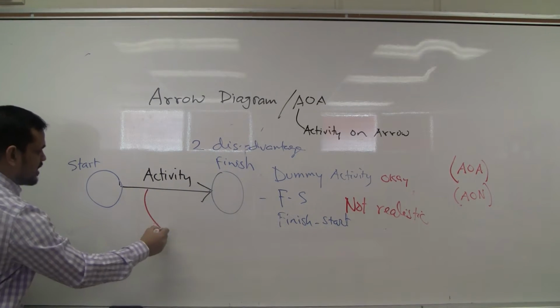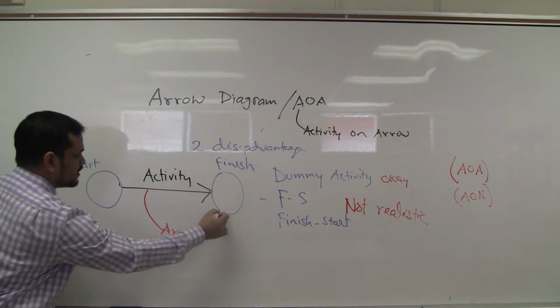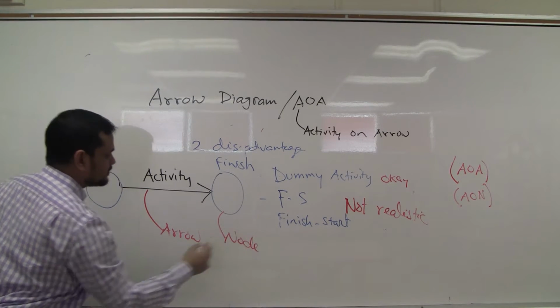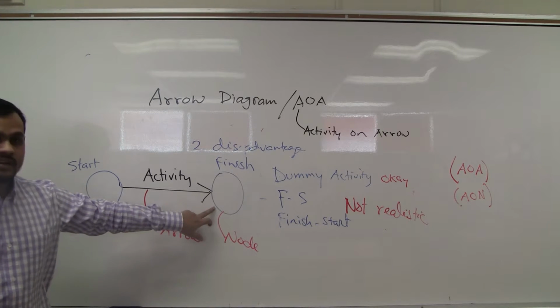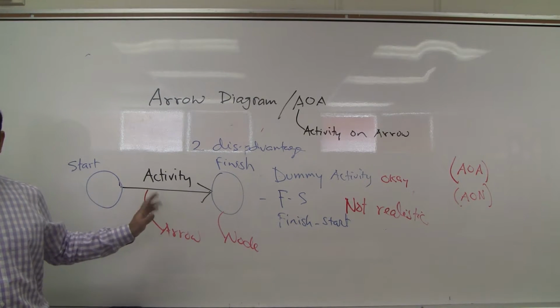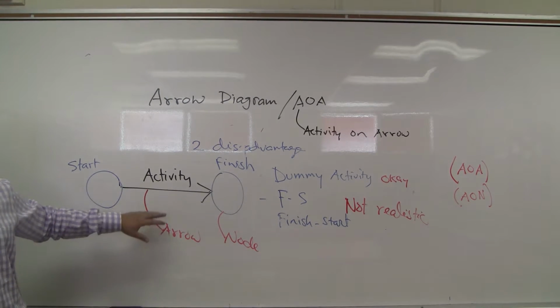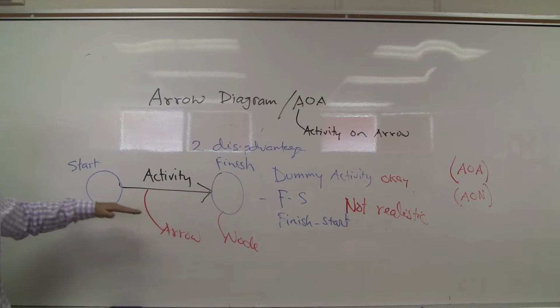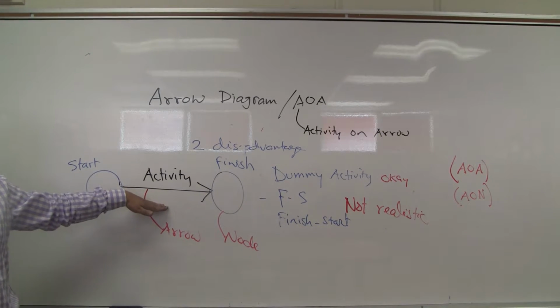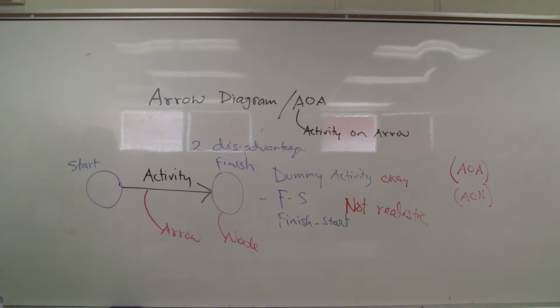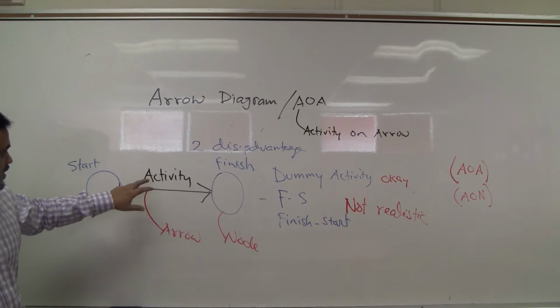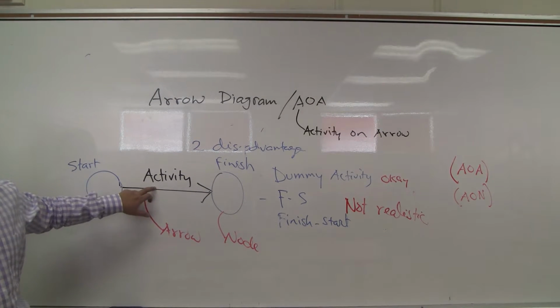Now, this is my arrow. This is my node. So the node tells me it is start or finish. The arrow will tell me that it is an activity. In a bar diagram, the bar will tell me that it is an activity. In an arrow diagram, the arrow will tell you it is an activity.